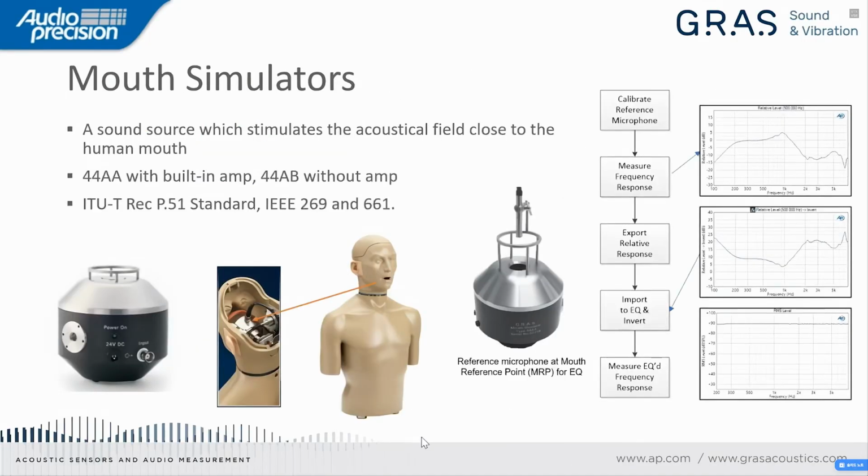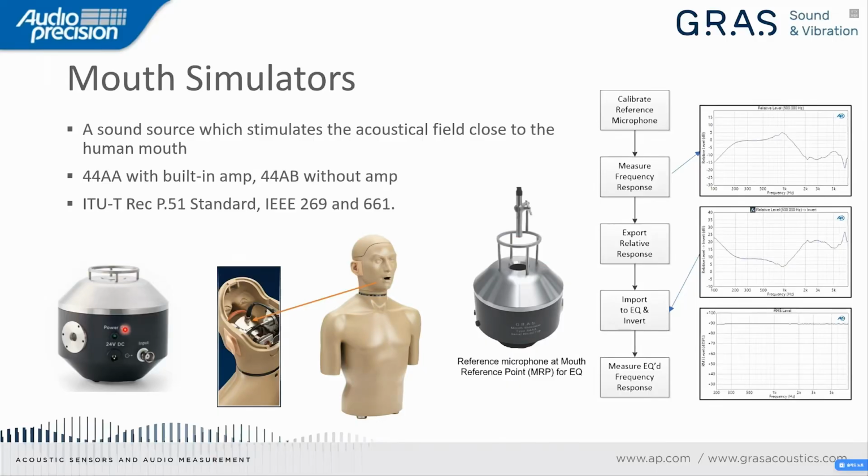Another important element of the signal chain for this test is the mouth simulator. And the mouth simulator is basically a sound source with a loudspeaker inside. This loudspeaker is placed inside this very particular looking metal enclosure, as we see over here in these pictures.